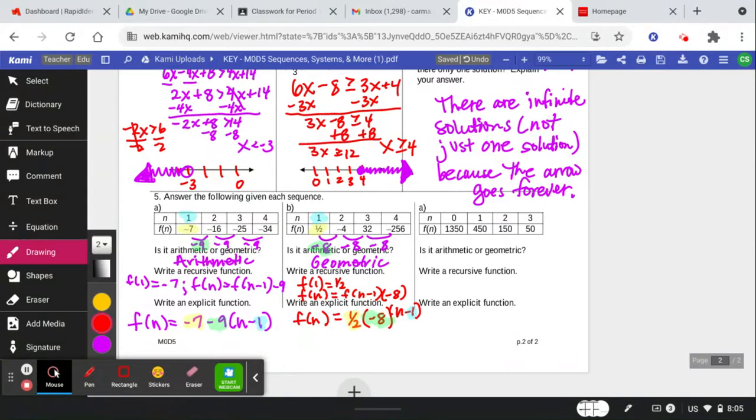All right, looking at this last one, notice it's going from 1350 to 450, 450 to 150, 150 to 50. So it's a decreasing pattern. But if I just subtract a constant number like 150 minus 50, that'd be going down 100. 450 to 150, that's going down 300. So this is not subtracting by the same thing. It means it needs to be a geometric that's multiplying by a fraction.